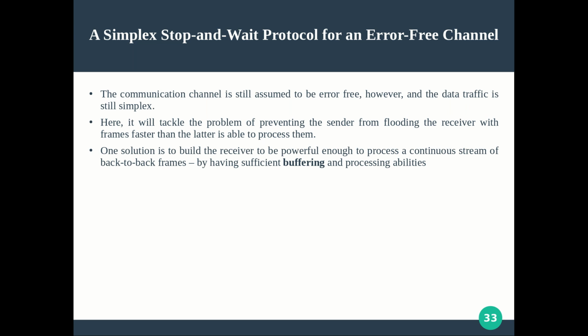The one solution, of course the trivial solution, is to build the receiver to be powerful enough to process a continuous stream of back-to-back frames by having sufficient buffering and processing ability. So what you can do simply is make your receiver more powerful by providing it some extra buffer, in the sense that if the sender is sending information too fast, the receiver can keep that information in the buffer, and slowly from the buffer it can read one by one.